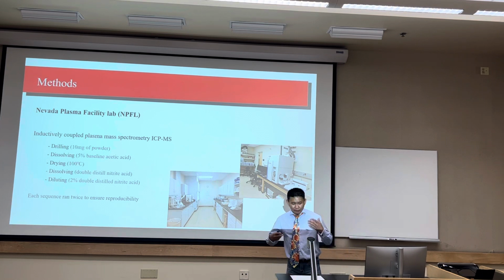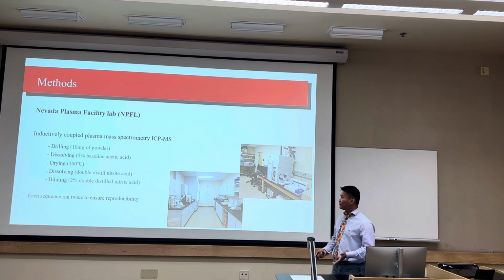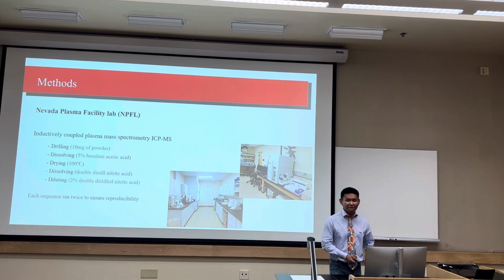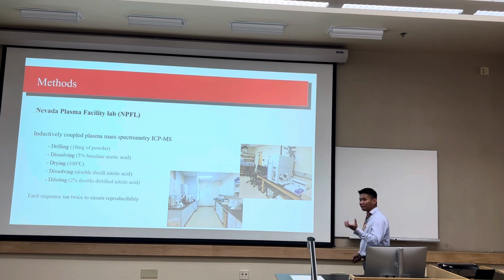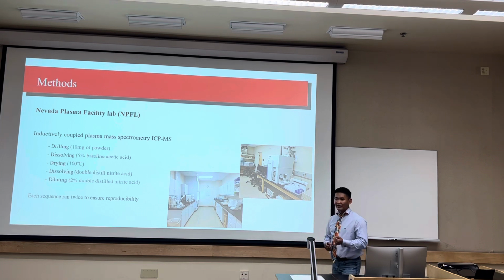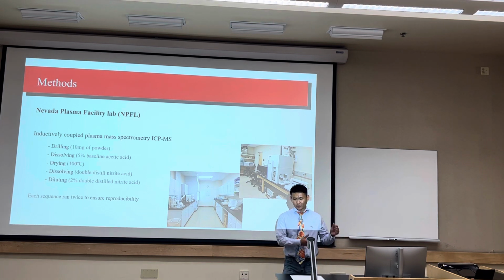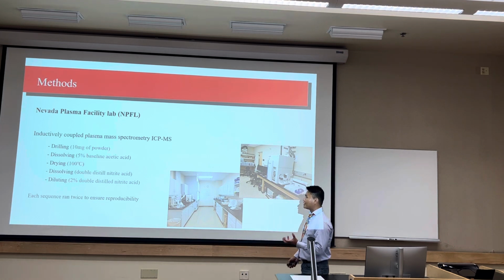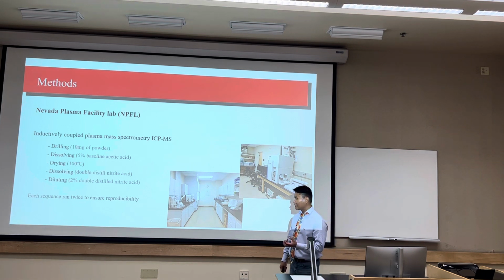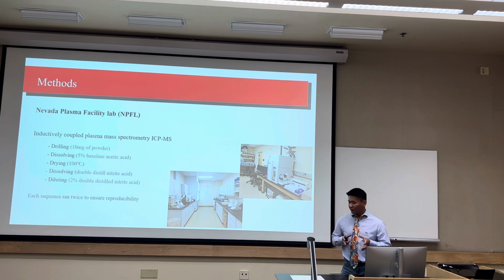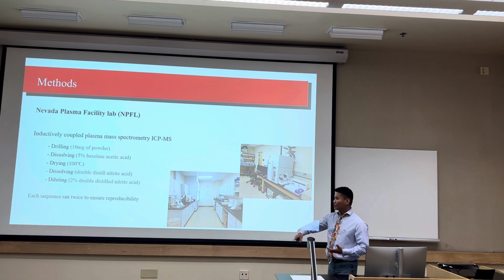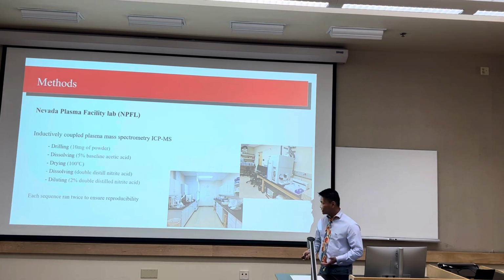So how do we measure the trace element, rare earth element, and major element of all the samples? We've done all this at the Nevada Plasma Facility Lab. We use ICP-MS to do it. The very generalized method to prepare the sample is, we have a rock. We drill the rock, take 10 milligrams of the powder, and dissolve it with 5% acetic acid. Then you transfer the supernatant into a Teflon beaker, dry it at 100 degrees, and dissolve the residue with double distilled nitric acid. The last step is you dilute the sample, and the sample solution is ready for chemical analysis. Then we run each sequence twice because we want to make sure the data are reproducible.